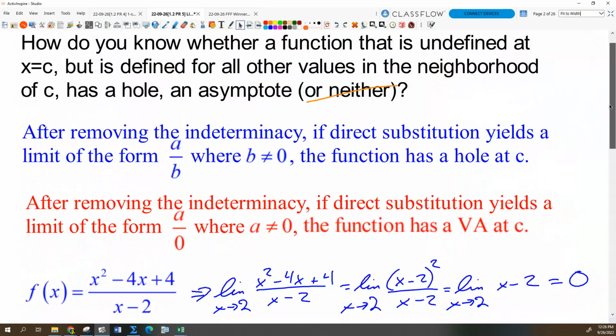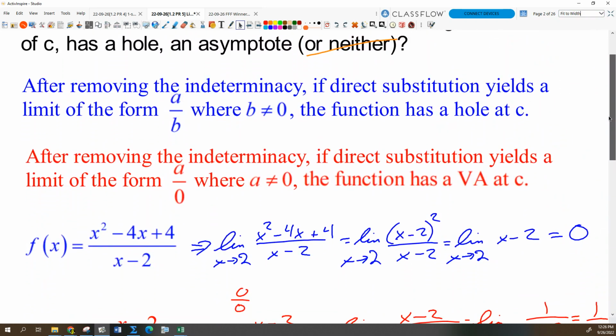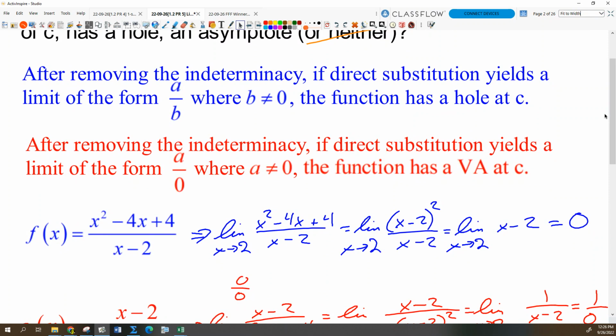Okay, so the notes state this correctly then. After removing the indeterminacy, if direct substitution yields a limit of the form a over b, where b is not equal to 0, right? No 0 on the bottom. The function has a hole at c. After removing the indeterminacy, if direct substitution yields a limit of the form something non-zero divided by 0, then the function has a hole. I mean, it has a vertical asymptote, sorry, right?